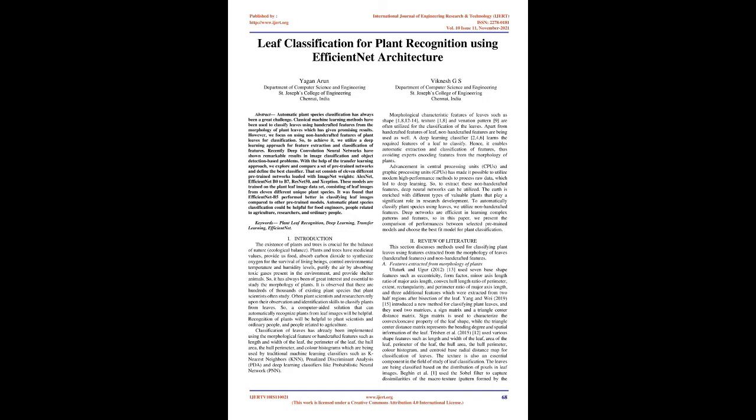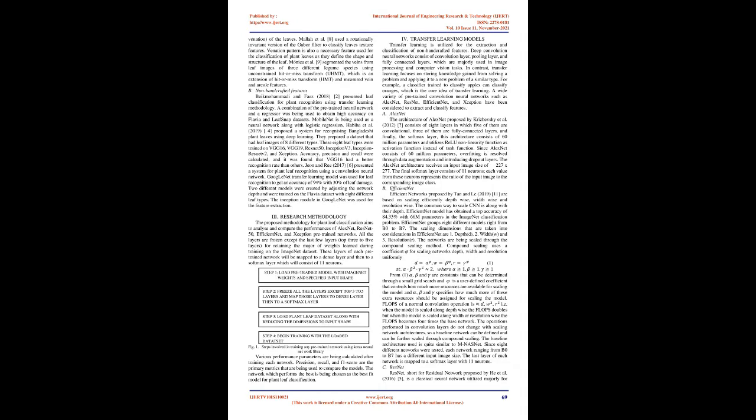The Earth is enriched with different types of valuable plants that play a significant role in research development. To automatically classify plant species using leaves, we utilize non-handcrafted features. Deep networks are efficient in learning complex patterns and features, so in this paper, we present the comparison of performances between selected pre-trained models and choose the best fit model for plant classification.